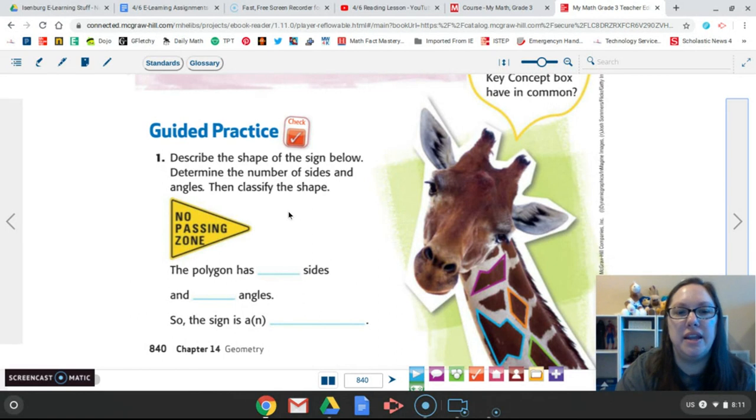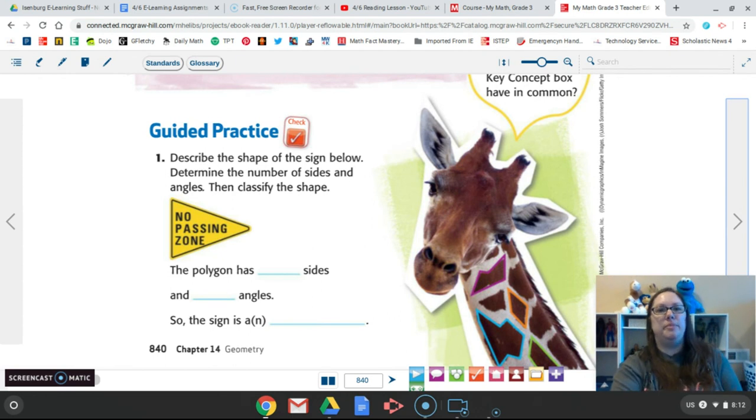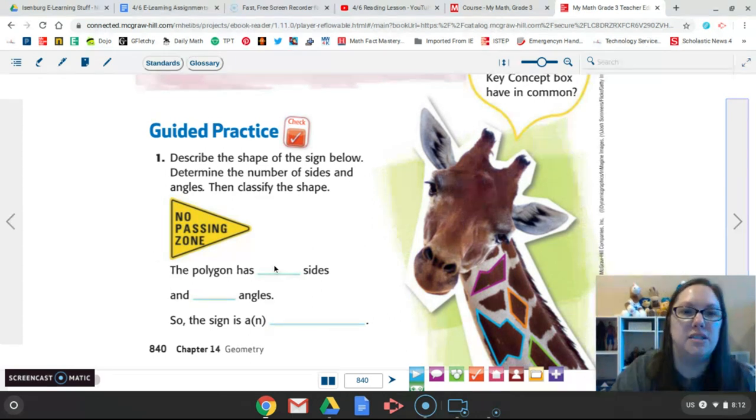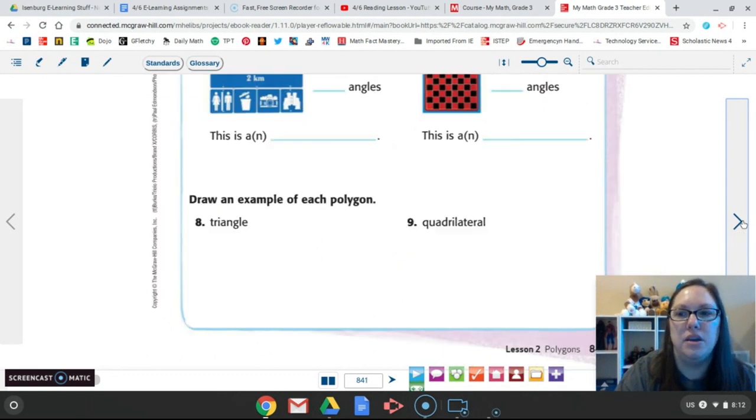Then it just goes through some practice problems: describe the shape of the sign below, and determine the number of sides and angles. So obviously this is a triangle. It has 3 sides and 3 angles. So it is a triangle.